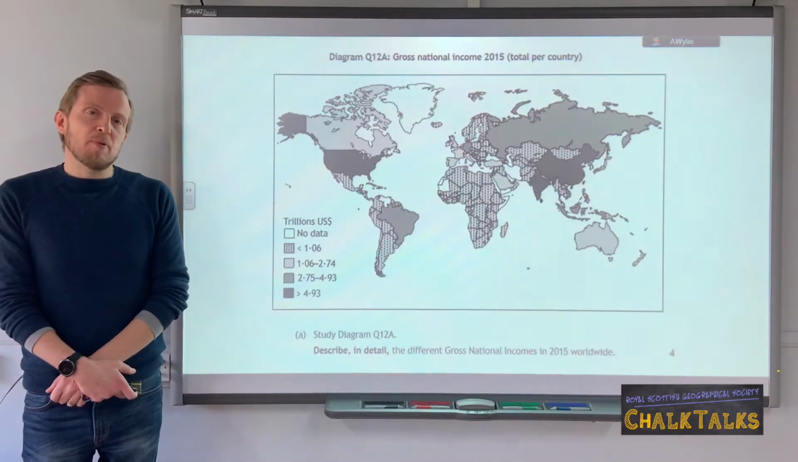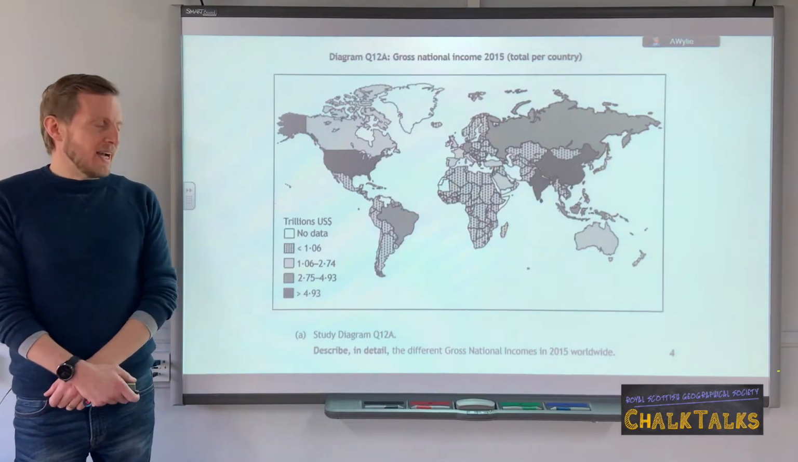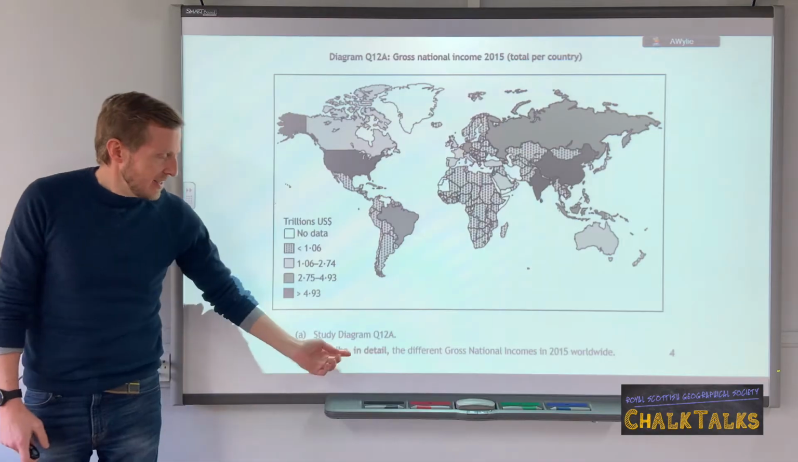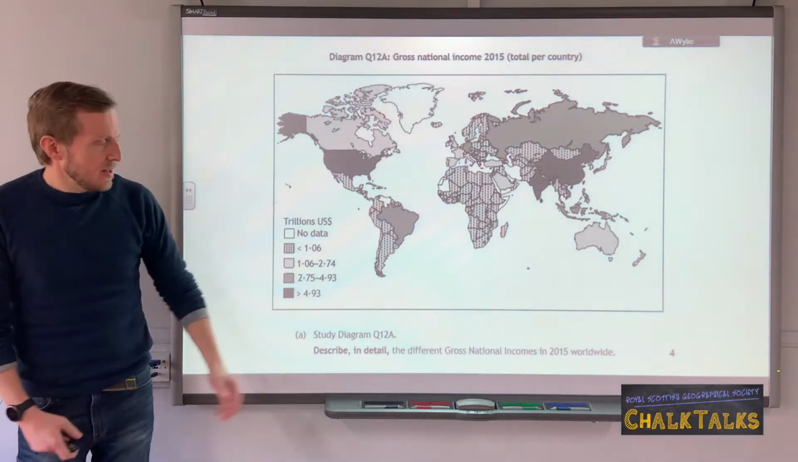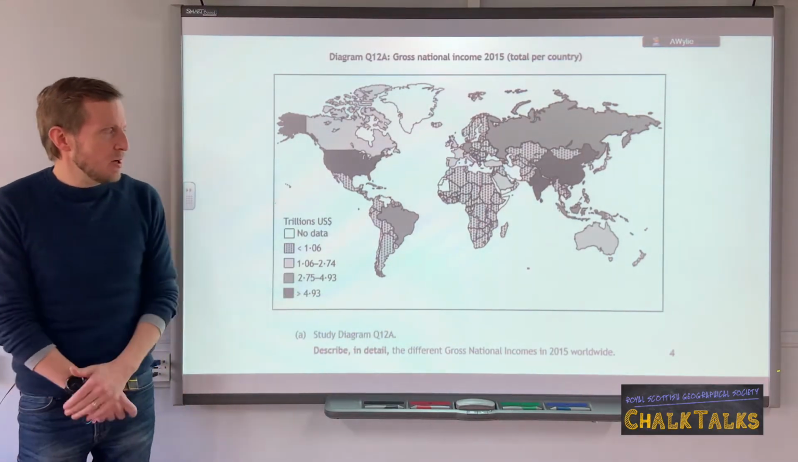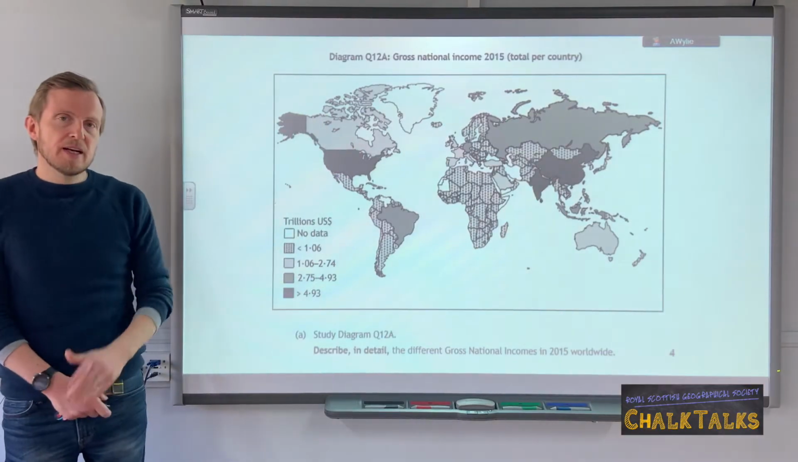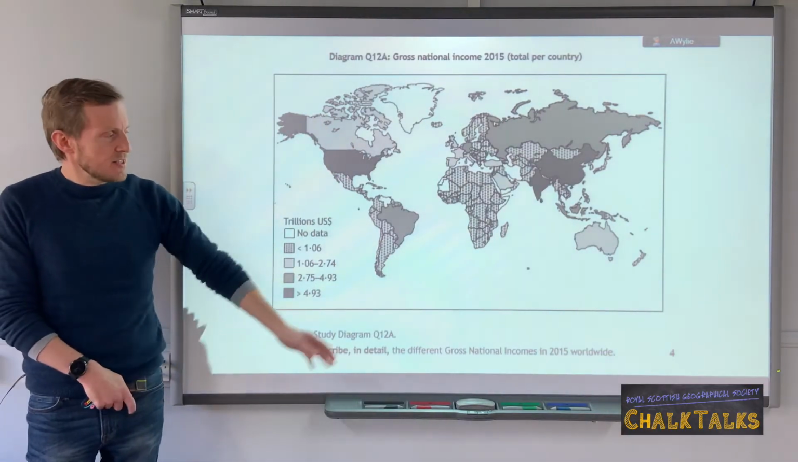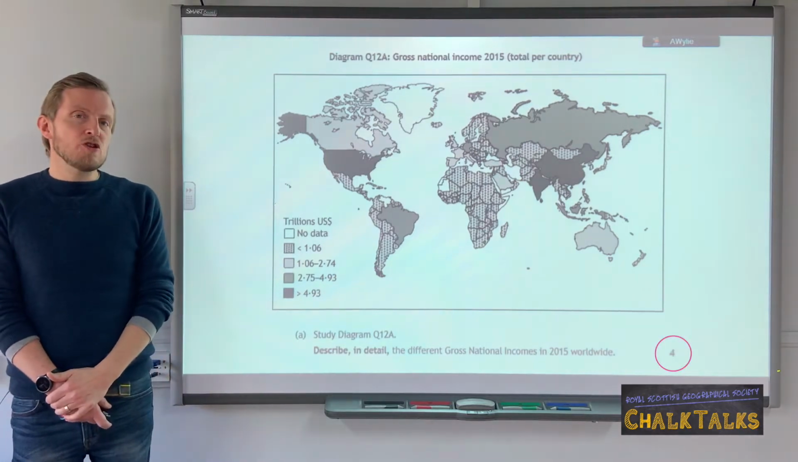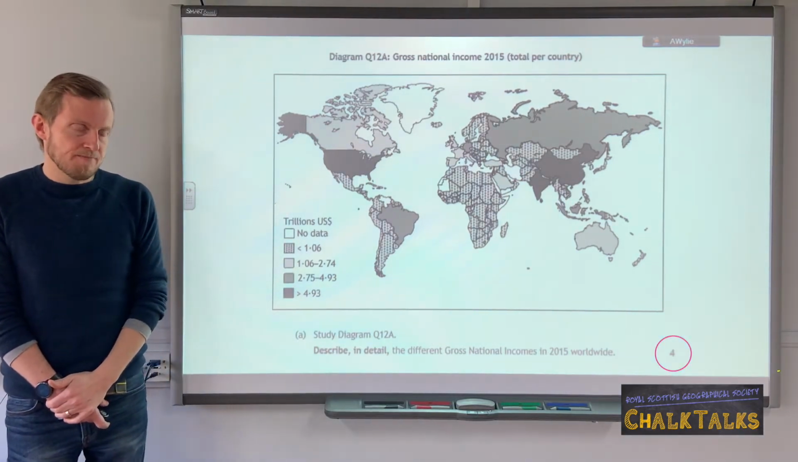In this first example of an exam question, you're being asked to describe in detail the difference in gross national income across the world, and you've been given a map with the key to do so. Pay attention to the number of marks. This is a 4-mark question, and therefore you should be looking to write 4 statements.